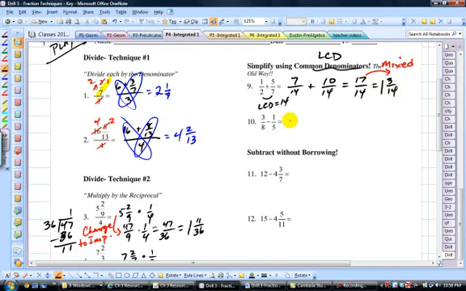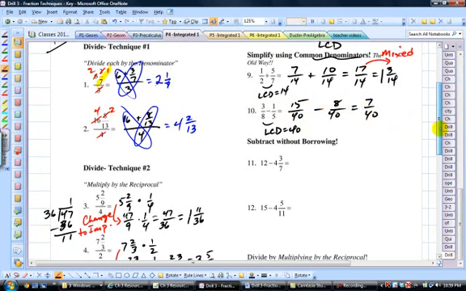Now pause the video, now you try number 10. Okay, we're back now. We know the LCD here is 40. 5 times 8 is 40. When in doubt, multiply the denominators. So you're going to convert them. 40 divided by 8 is 5, times 3, 15. 40 divided by 5 is 8, times 1 is 8. Go ahead and subtract, 7/40.